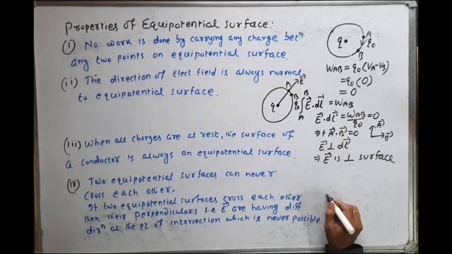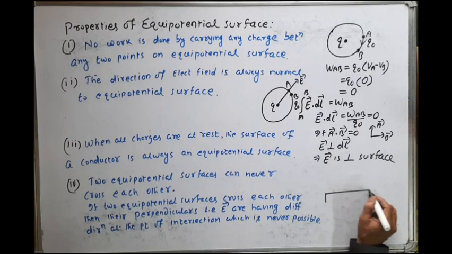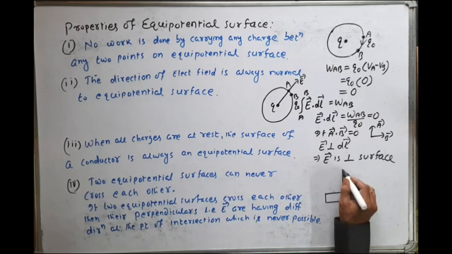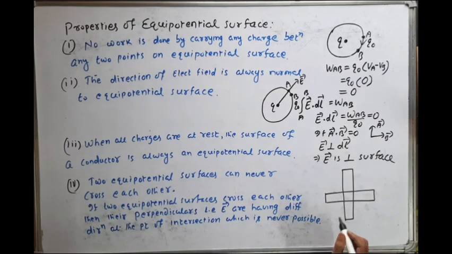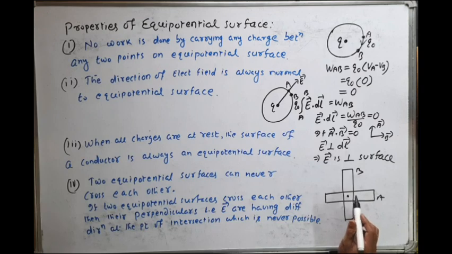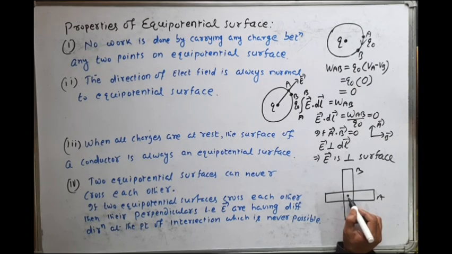Okay, suppose you see, this is an equipotential surface. This is another equipotential surface. So these two equipotential surfaces can never cross each other. We will prove this in a negative way. That is, let us say that two equipotential surfaces, this is A and this is B. So these two equipotential surfaces are intersecting or crossing at which point? At point O, at this point.